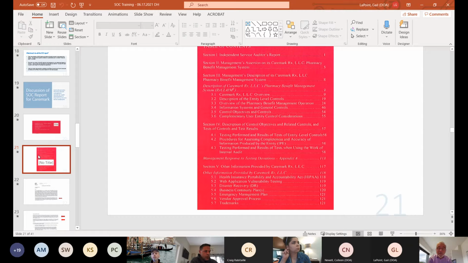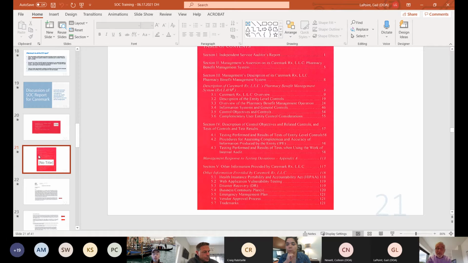Section 3, management's description of its Caremark benefit management system. So a lot of detailed information here. I think everybody got a link to the report. I don't expect you're going to read it, but if you scroll through it, you'll get an idea of how detailed it is. They describe all their significant controls, whether it be over operational matters or IT controls and things like that. And then Section 4, this is the testing that was done by the auditors.